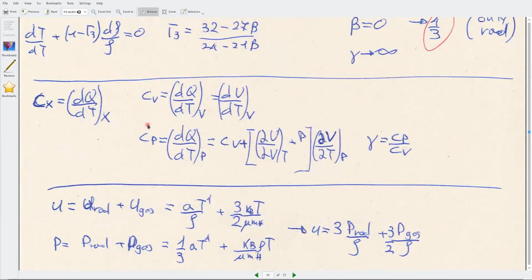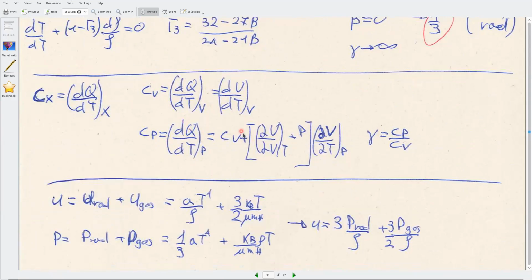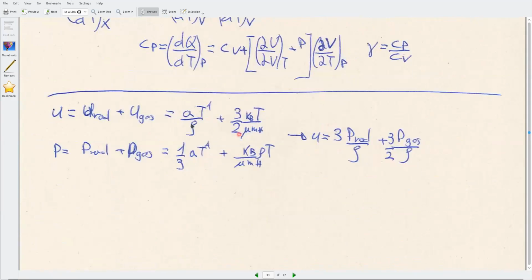Here, definition of the specific heat. We assume that the pressure of the gas is the sum of the two components, and this generically, in a star, this is the pressure. The part given by the radiation and given by the gas.